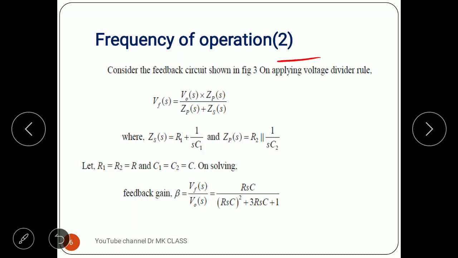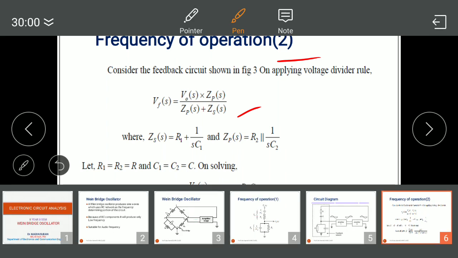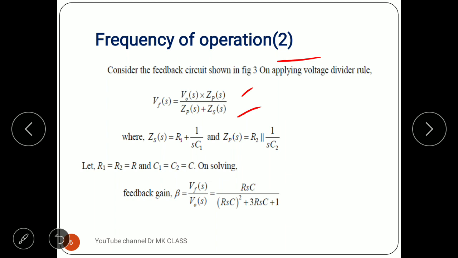So how to calculate the frequency of operation: consider the feedback circuit as shown in the above figure. On applying the voltage divider rule, it will come as V naught into ZP divided by ZP plus ZS. So the voltage across ZP we are going to consider for the next stage. Where ZS is the series impedance and ZP is the parallel impedance. And considering R1 equal to R2 equal to R for ease of calculation, and considering C1 equal to C2 equal to C, and solving, we will get this equation.